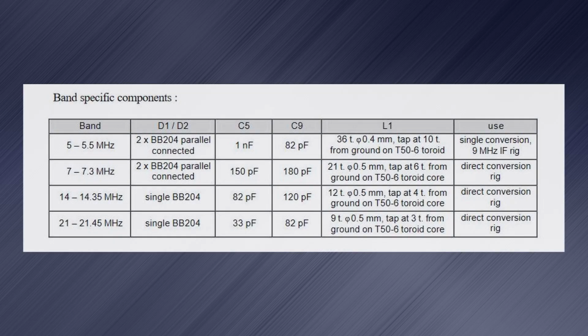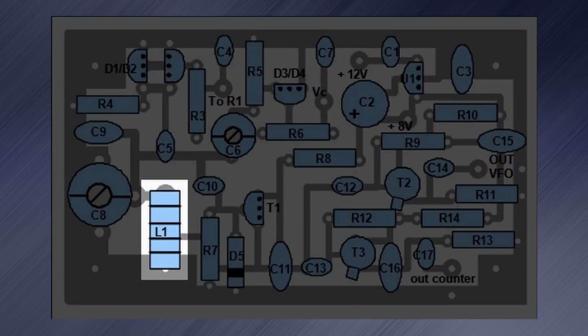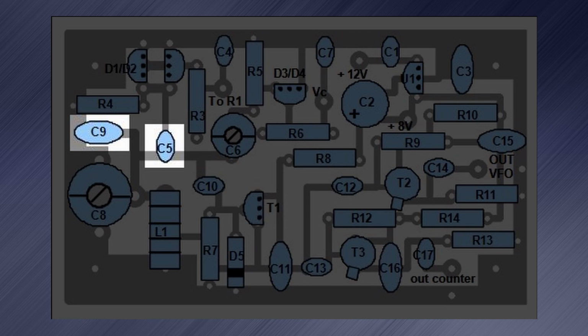The IK3OIL FLL VFO I had previously used on a BitX20 is in the 20 meter band, so I needed to modify it for the 40 meter band. I started by removing the toroid and rewrapping 21 turns of magnet wire with a tap at 6 turns, then resoldering it to the board. Then I needed to replace capacitor C5 with 150pF and C9 with 180pF.